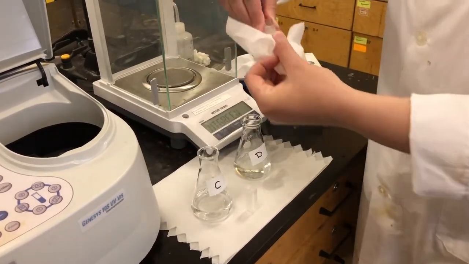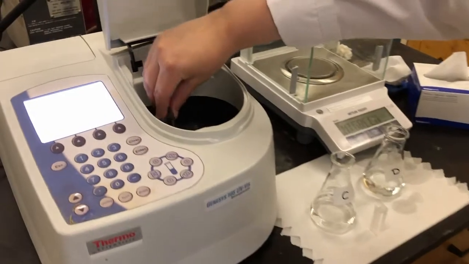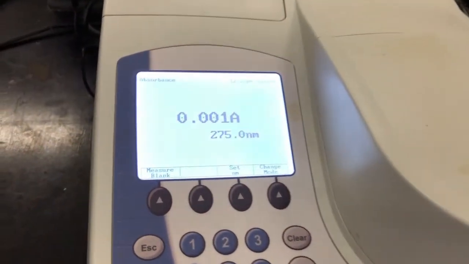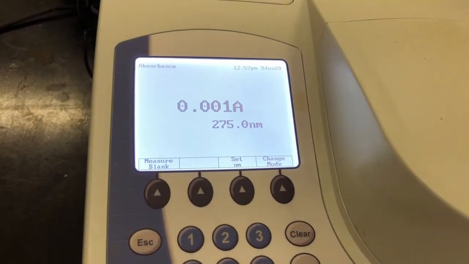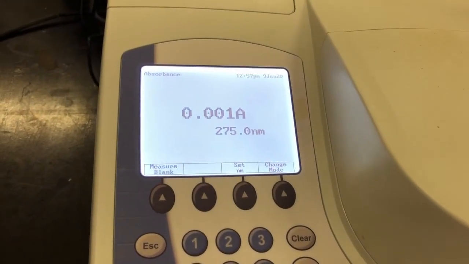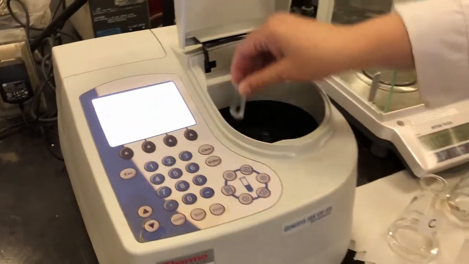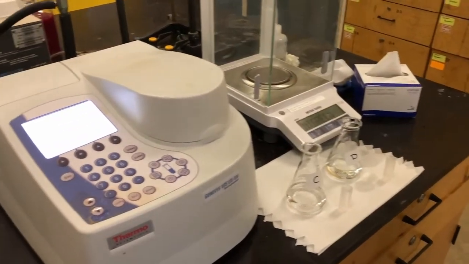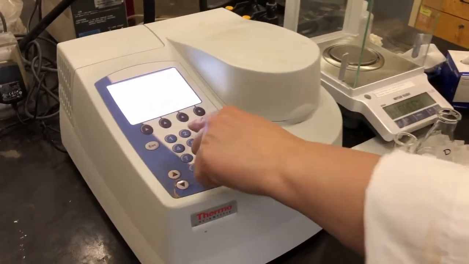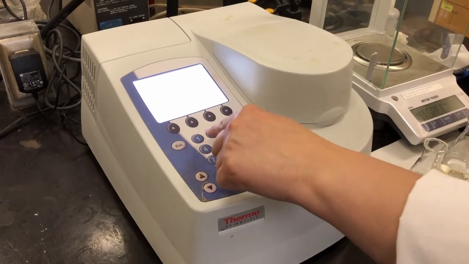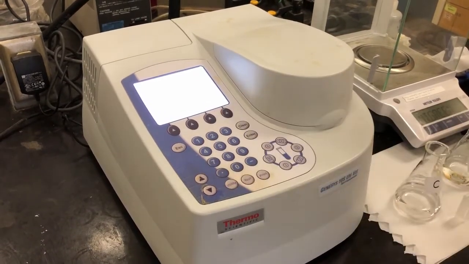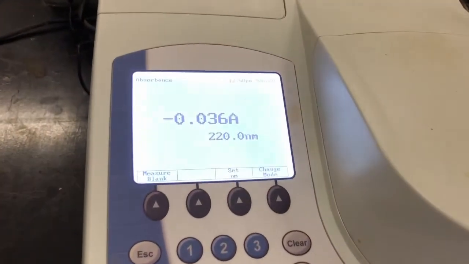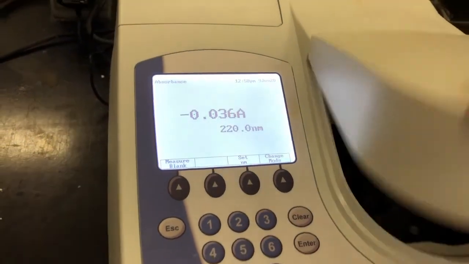Wipe off the glass sides. So we're still at 275 nanometers. All right, so a little bit less interference from this one. So that's good. Okay. And now I'm going to change the wavelength on the spectrophotometer to 220 nanometers. Okay, so that's at 220, and now we're going to measure the samples again.